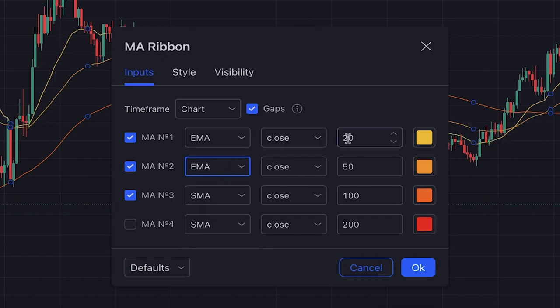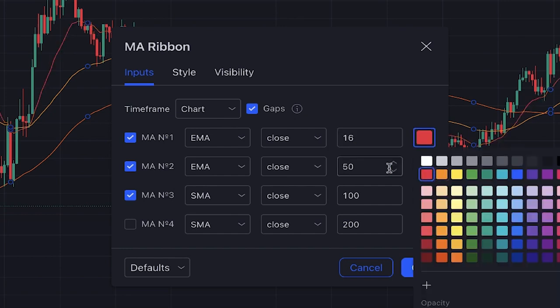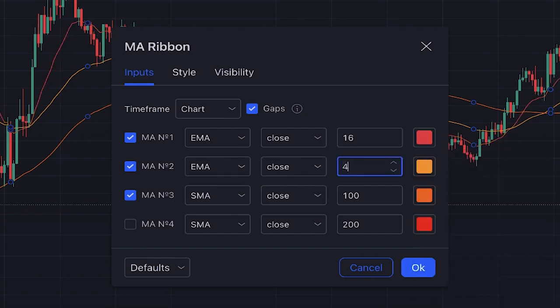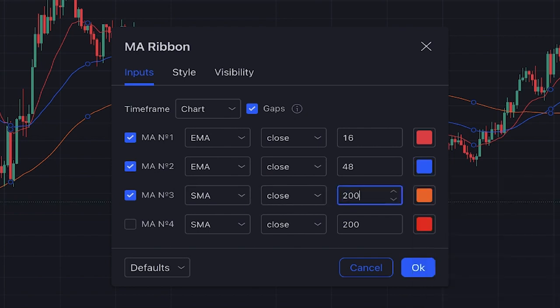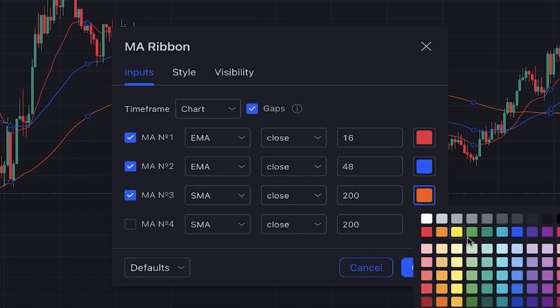One EMA should be with length of 16, and let's make the color red. The other EMA should be with length of 48, and let's make the color blue. The third moving average should be a simple moving average with length of 200. And let's make the color green.